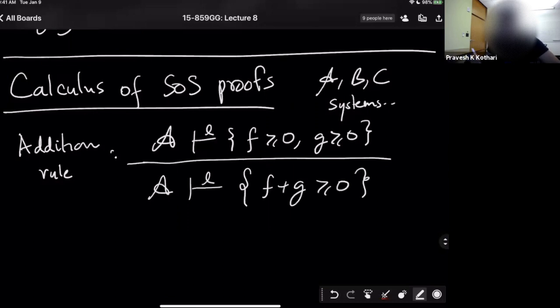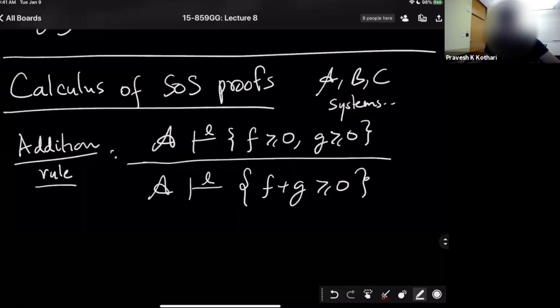So then A derives in the same degree L, F plus G bigger than or equal to 0. So this statement says that if A derives in degree L, F bigger than or equal to 0 and G bigger than or equal to 0, then in fact it derives also in degree L that the polynomial F plus G is bigger than or equal to 0. I'm going to call this the addition rule. And even though I call it a rule, it's not like a law of nature, it's a theorem. So time to unmute yourself and tell me a proof of the addition rule.